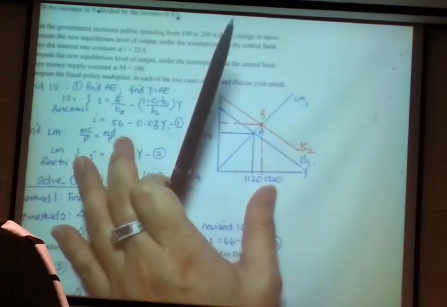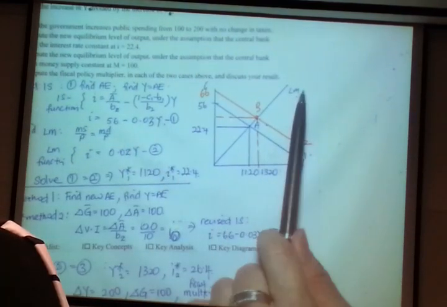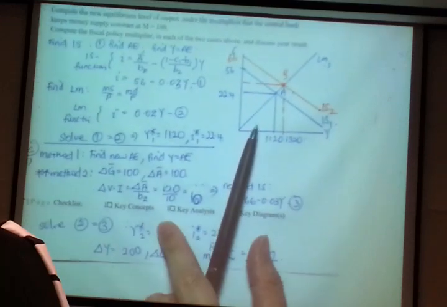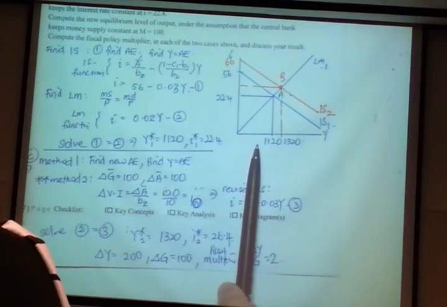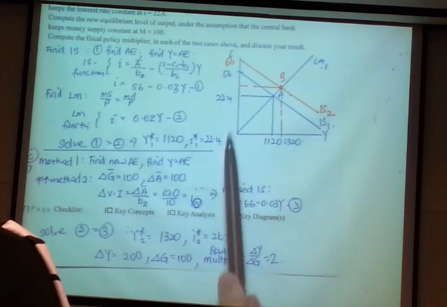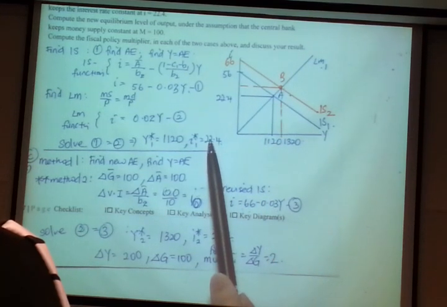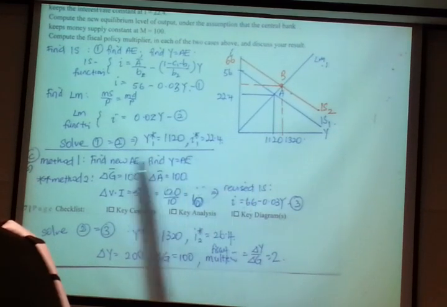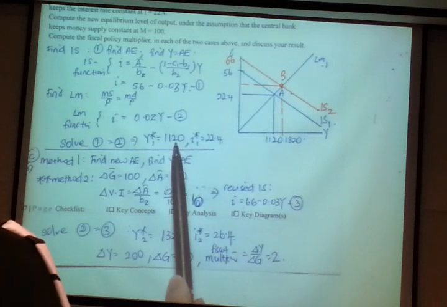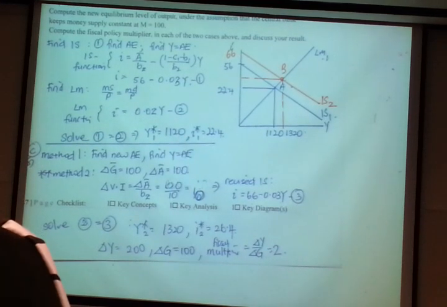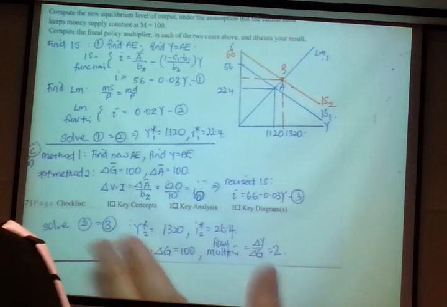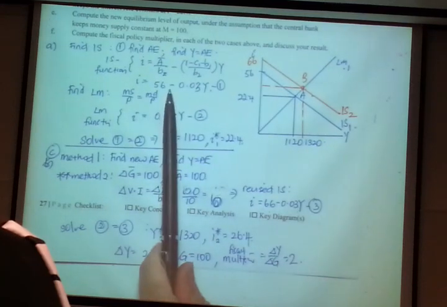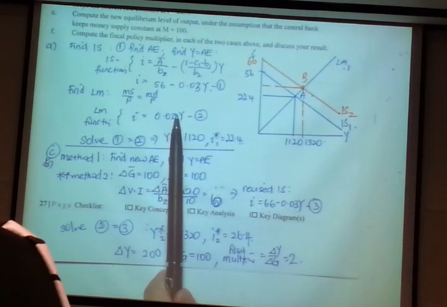So in this case, with our IS1 and with our LM1, we can solve for our income, being 1120, and our interest rate 22.4. And I reminded you, because the use of a calculator is not allowed, if you couldn't get 1120, you left it as a fraction, it's perfectly fine. Don't get obsessed with getting the right value. It's not crucial. What the examiner wants to see is how you formulate your IS, how you formulate your LM.